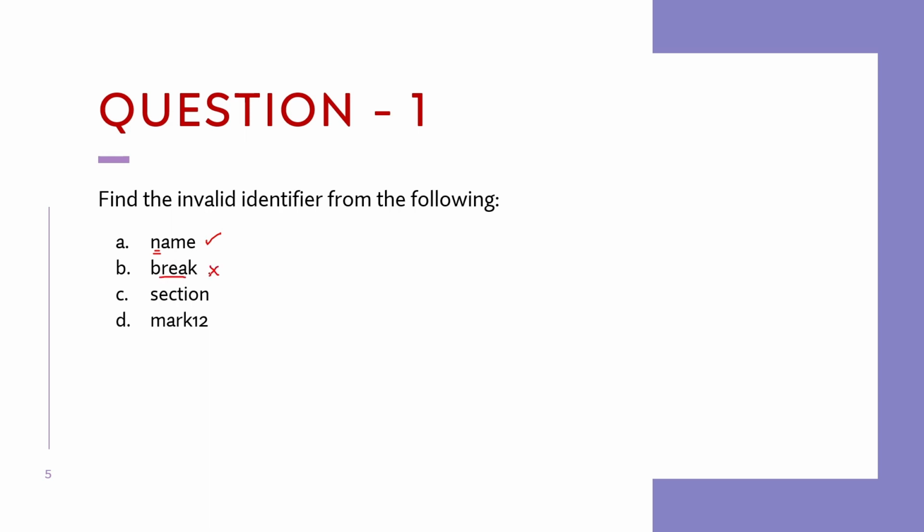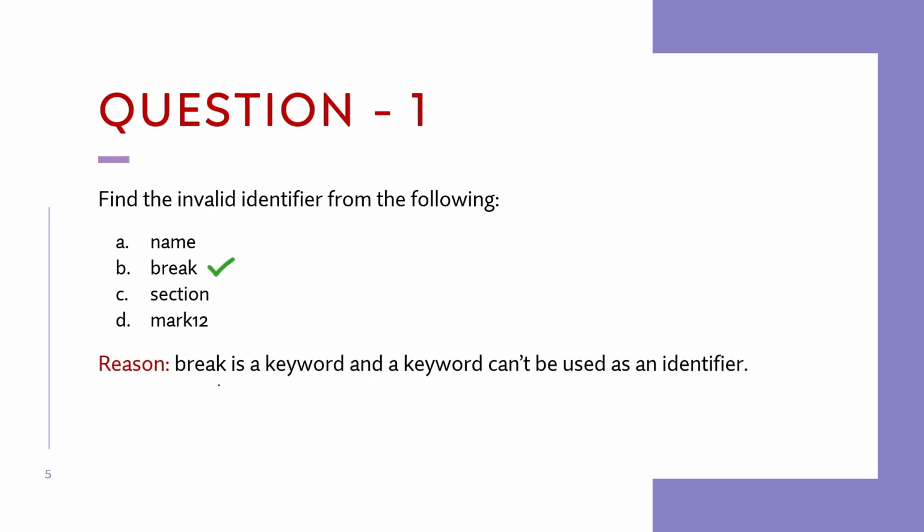Option B is the invalid identifier. Why? Because it is a keyword. Break is a keyword. Same for option C: option C follows each and every rule. Option D also follows each and every rule. Where are the digits in it? At the end of the identifier. We have already told you that an identifier can contain digits but it cannot start with a digit. Hence option B is correct, because break is a keyword, and as we already told you, a keyword cannot be used as an identifier.